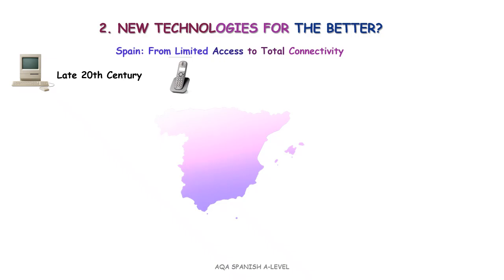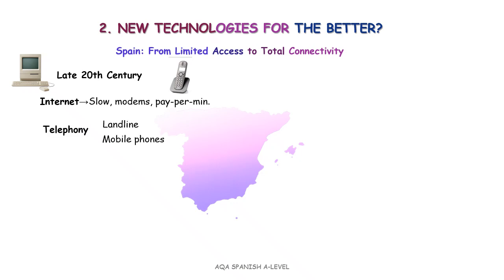Let's start with the internet. Connections were slow, using dial-up modems. You don't know what I am talking about? Ask your parents. And pay-per-minute plans, which made internet use occasional rather than constant. Telephony. The landline was the main way to communicate at home. Mobile phones were big, expensive, and only used for calls.